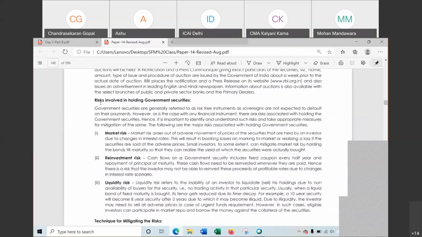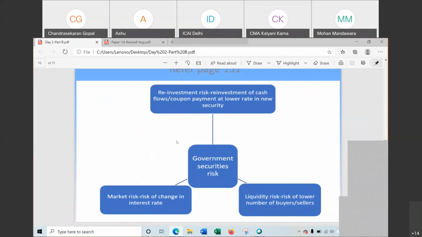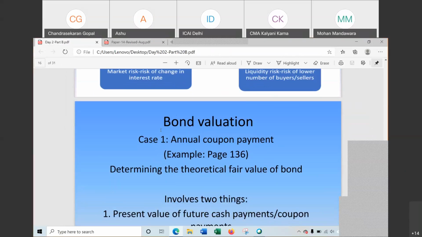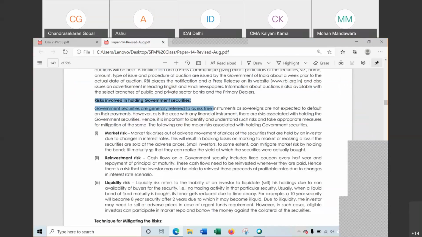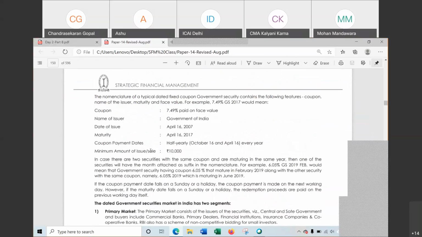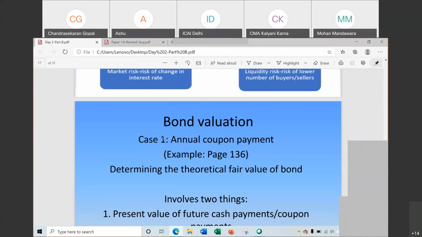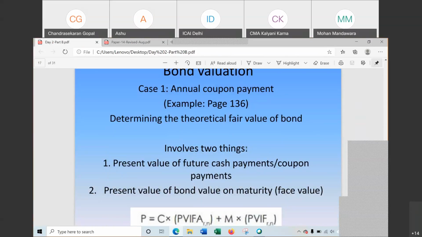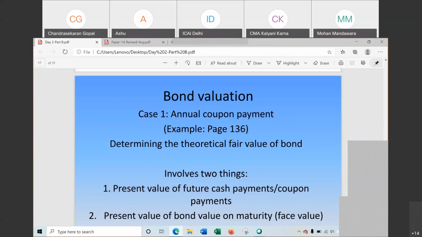What are the risks involved in holding government security? Market, reinvestment and liquidity. After this, bond valuation, we have to read about the value of a bond. How to value a bond? Bond valuation can be asked as a short question, 2 marks to 4 marks.